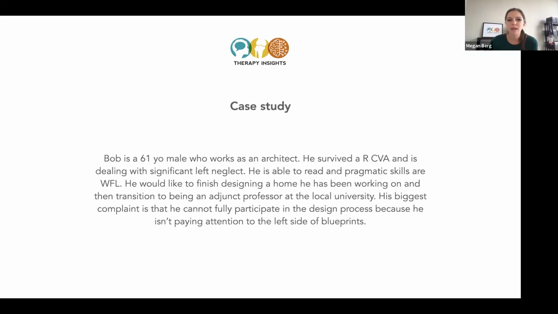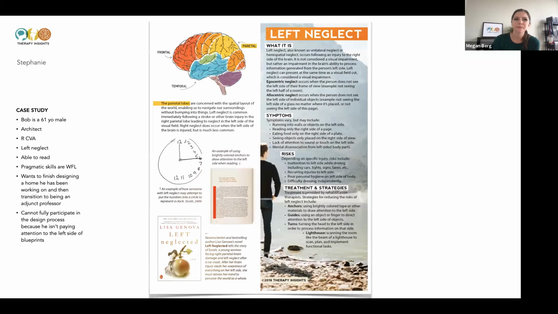Bob is a 61-year-old male who works as an architect. He survived a right-sided stroke and is dealing with significant left neglect. He is able to read, and his pragmatic skills are within functional limits. He would like to finish designing a home he has been working on and then transition to being an adjunct professor at the local university. His biggest complaint is that he cannot fully participate in the design process because he isn't paying attention to the left side of blueprints. All right, Stephanie, what are your thoughts, and what resource would you use in this case?